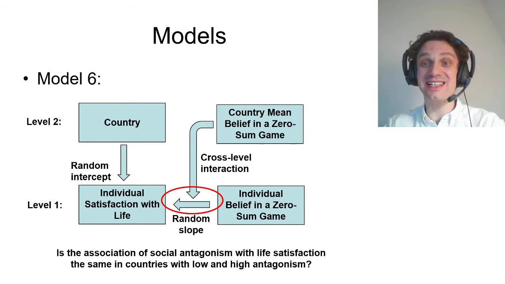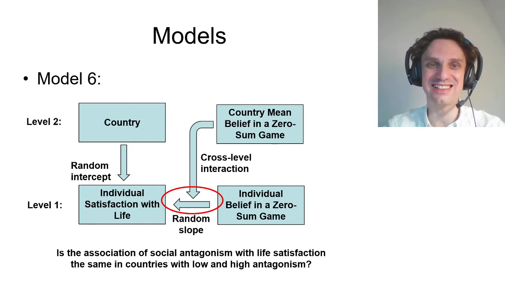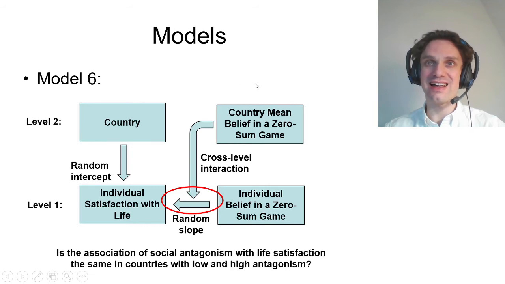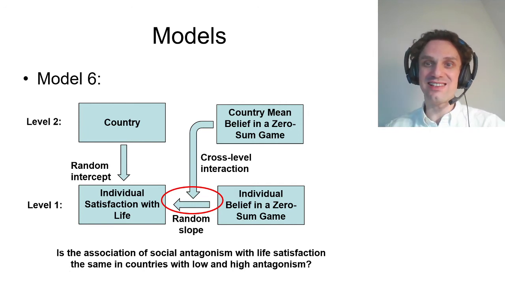And in this study, we tested several models, but the final model which presents the main results is this, which corresponds to model 6 in this David Garson classification that I just showed. It's a random slope model where our slope is an outcome of some level 2 predictor. And here we start by modeling for each country the association between individual belief in a zero-sum game with individual satisfaction with life. So imagine that we take each country separately and we conduct a regression. And the slope for this regression is this random slope.